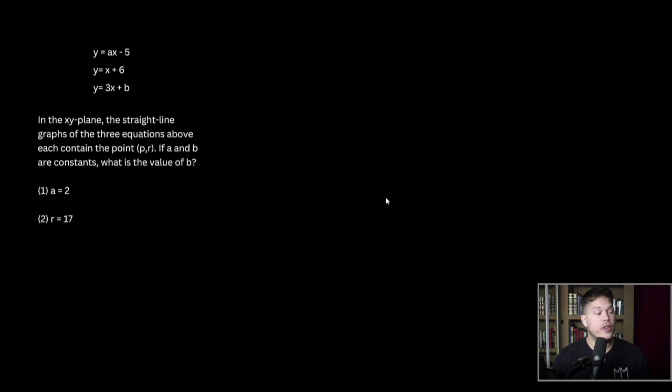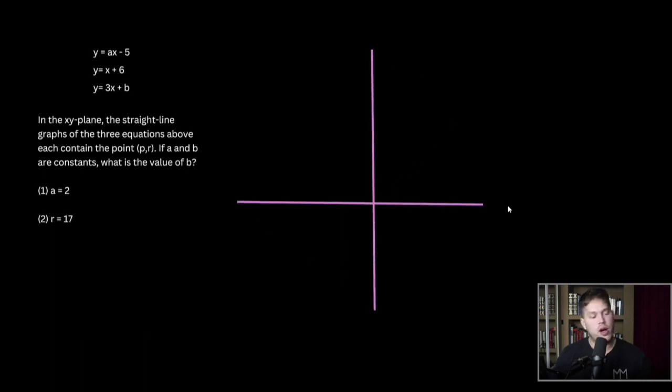In the xy plane, the straight line graphs of the three equations above each contain the point (p, r). If a and b are constants, what is the value of b? All right, so let's draw our xy plane. And let's draw this second equation, y equals x plus 6. Here we go. We have an x plus 6 line here.